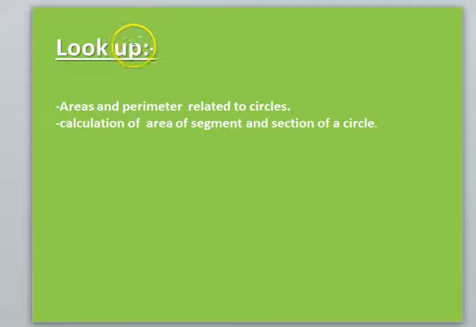Hi, I am Mithilesh. In this chapter, we're going to look at areas and perimeters related to circles and the calculation of the area of a segment and a sector of a circle.